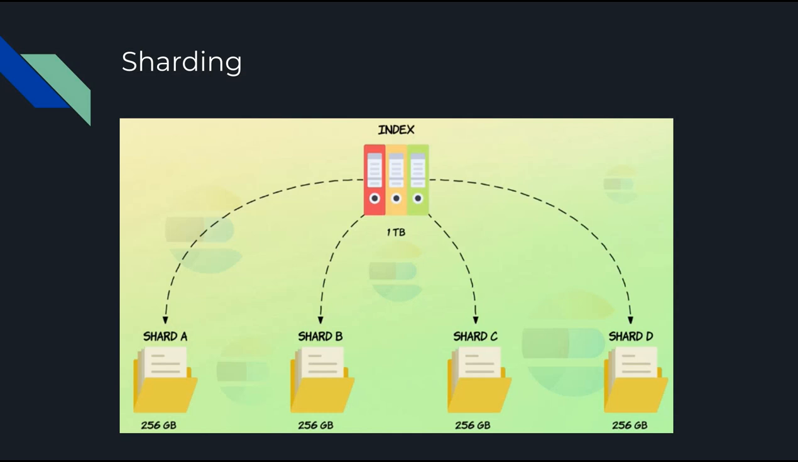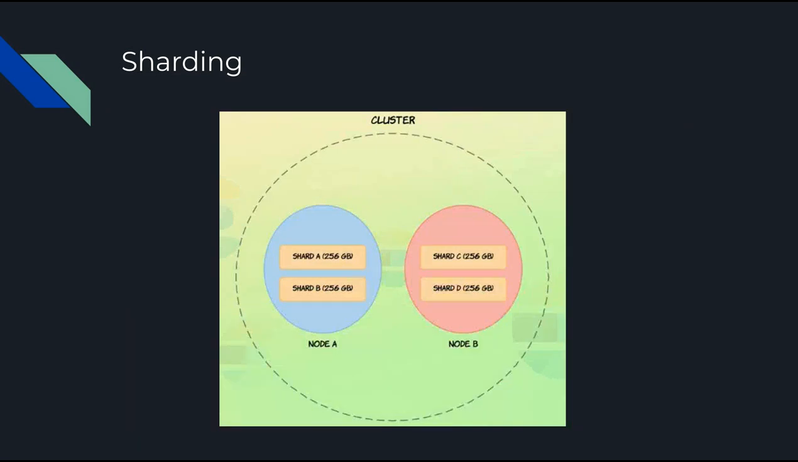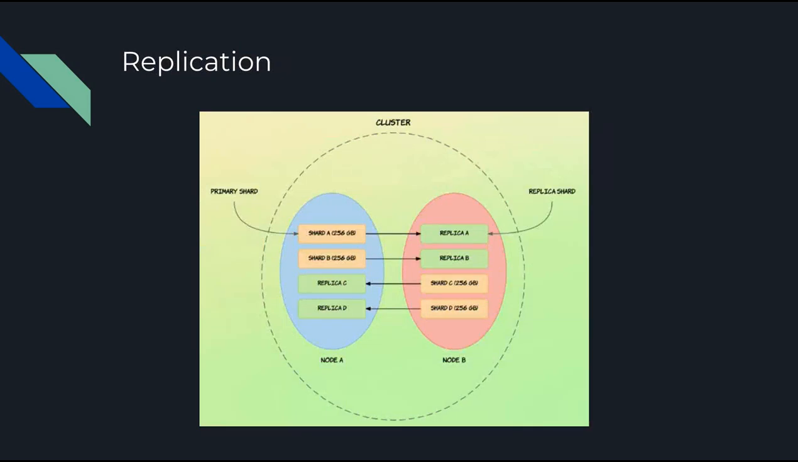And the other thing that sharding helps with is performance. Because if you have multiple nodes and all these nodes are participating in searching, you are parallelizing that operation and in turn making things go faster. Here is your cluster. Like we discussed before, there's an index that is 1 terabyte big, and it's split into 4 shards, and then there are 2 shards on each of these nodes.